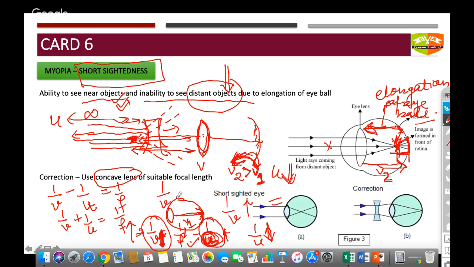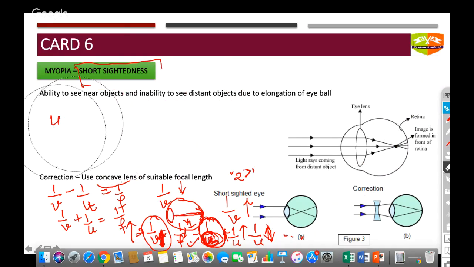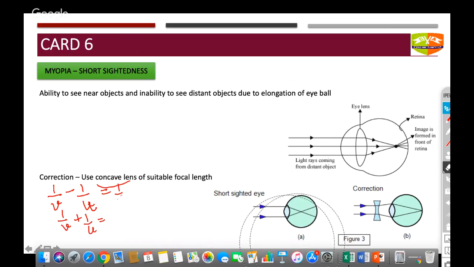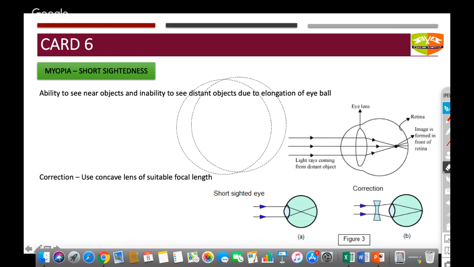It means that 1 by V has to reduce. 1 by V has to be reduced means you have to subtract more here. It means that 1 by U has to be more. It means that U has to be less. And I make this U less with the help of a concave lens. I hope you understood it. I will explain this once again to you guys so that this is always there in your mind. This is a very, very important concept.